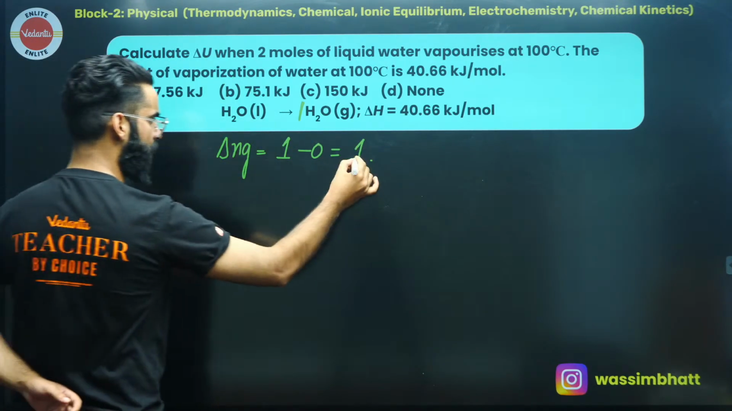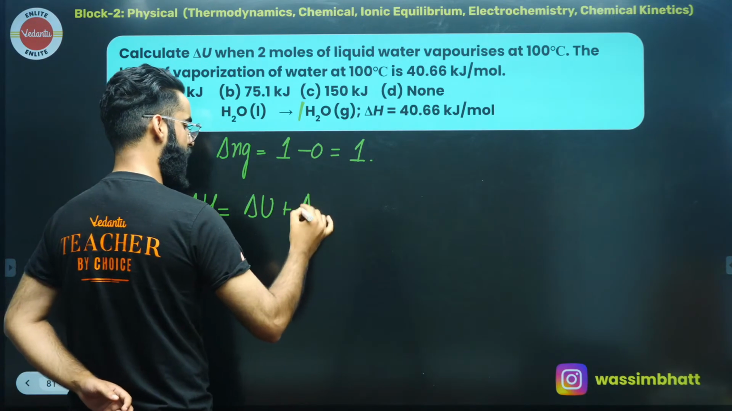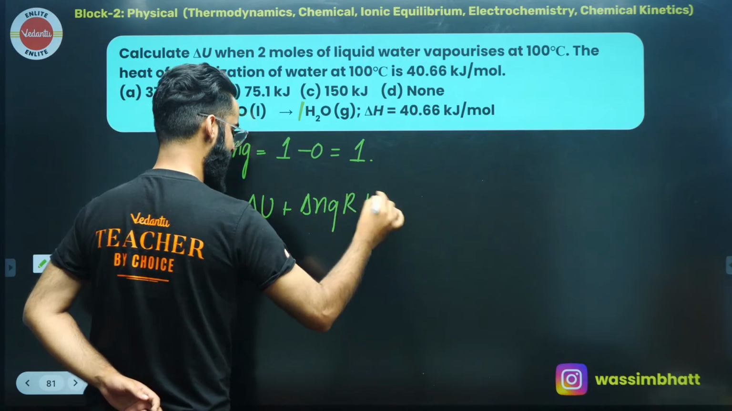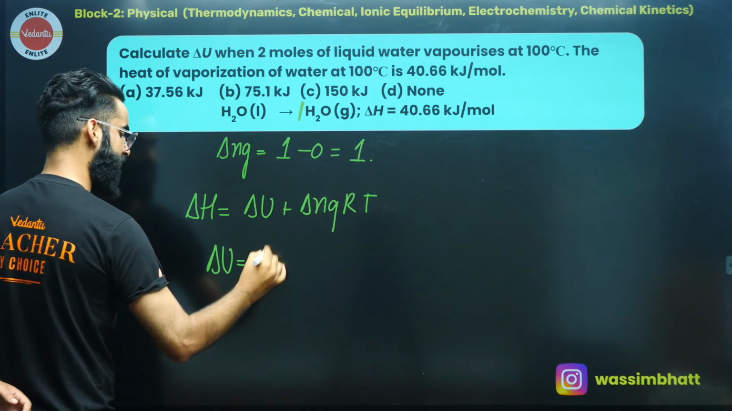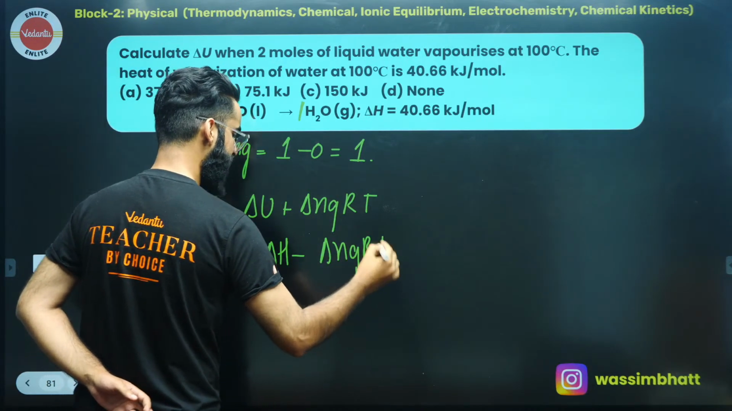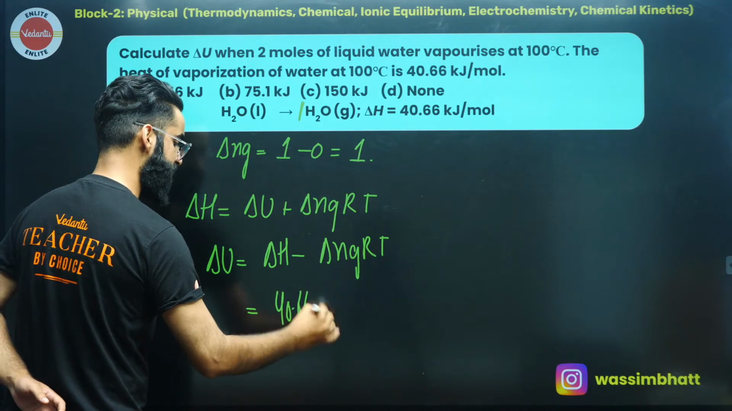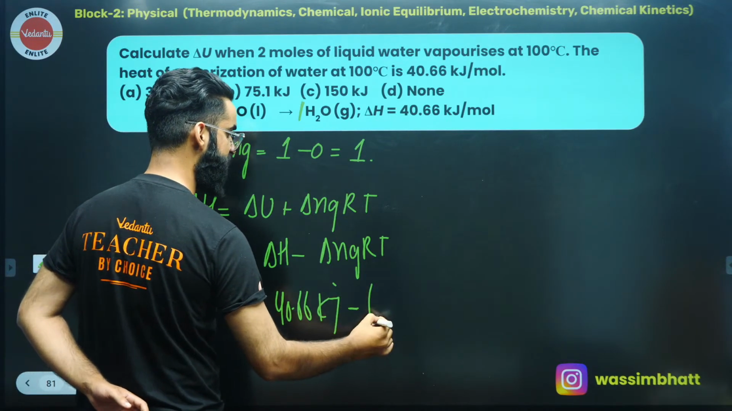If delta Ng is equal to 1, I'll be using the relation delta H is equal to delta U plus delta Ng RT, right? So from here, you'll be calculating delta U, which will be delta H minus delta Ng RT. Well, people, is the value of delta H given to us? Yes. Delta H value is 40.66 kilojoules, right? Minus delta Ng value is 1.